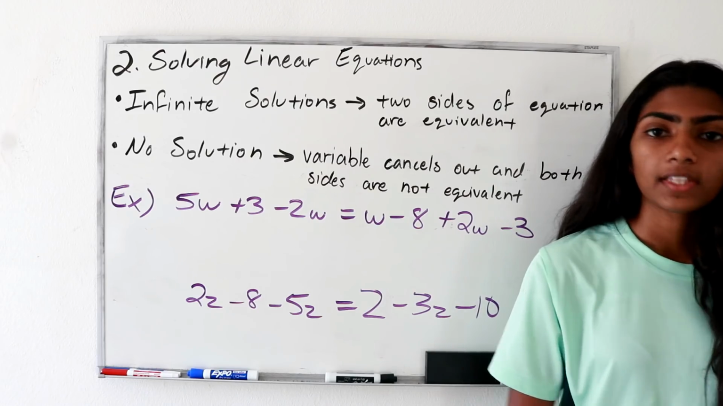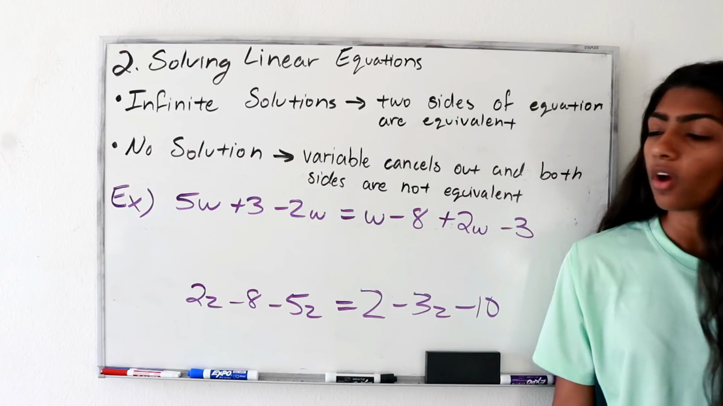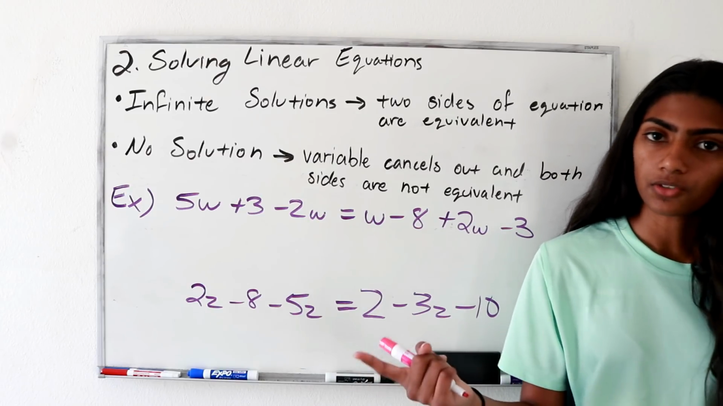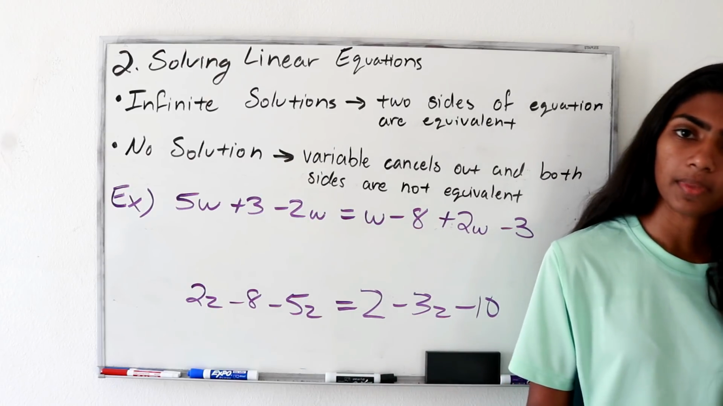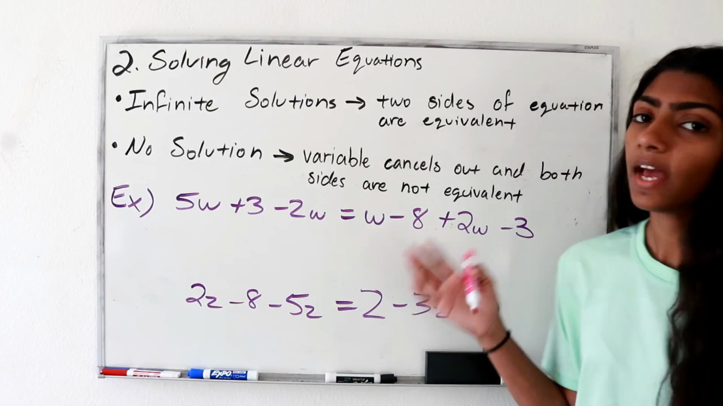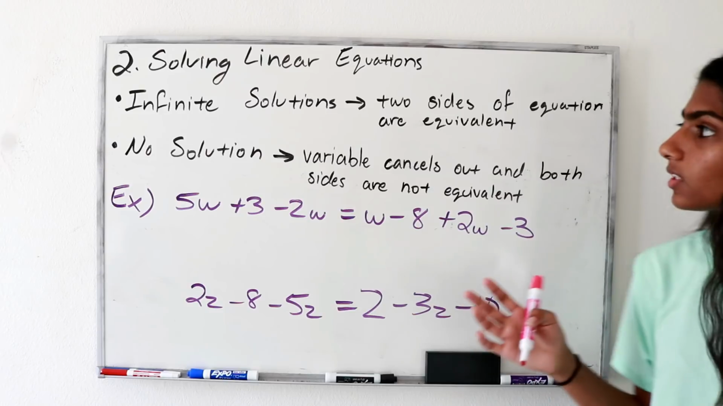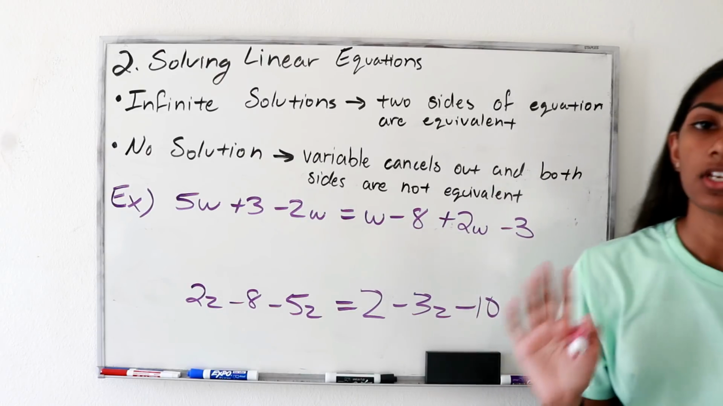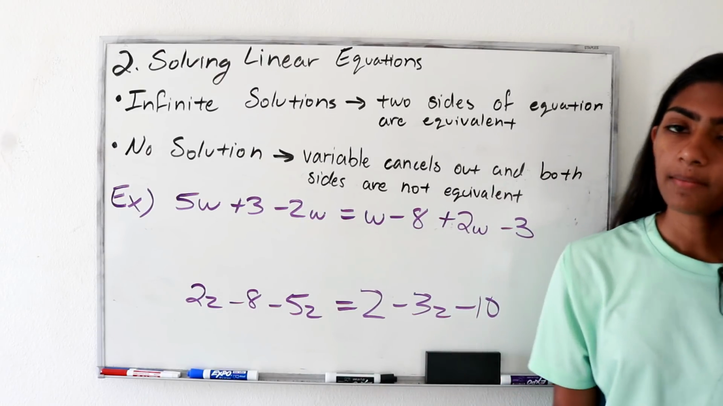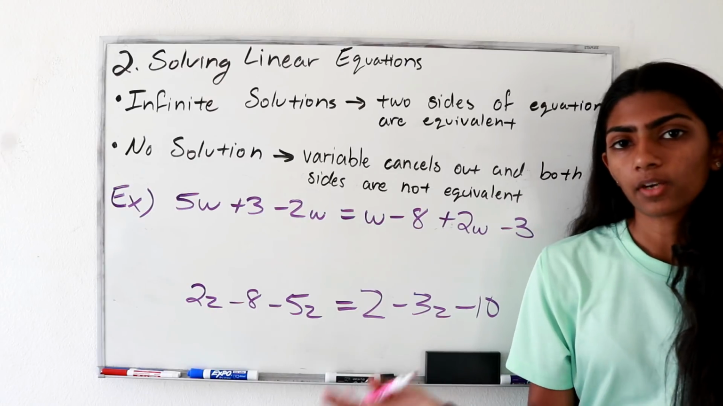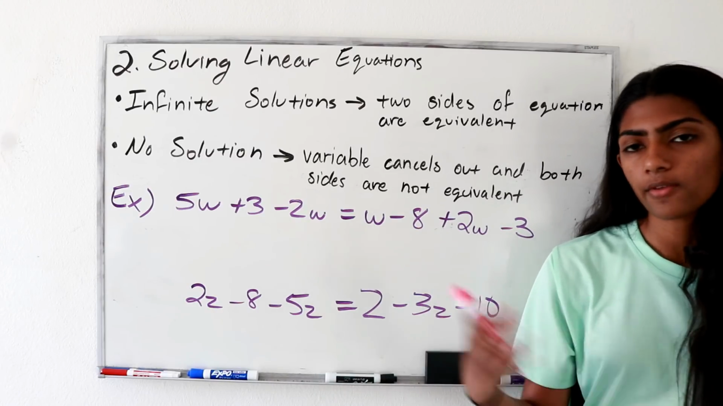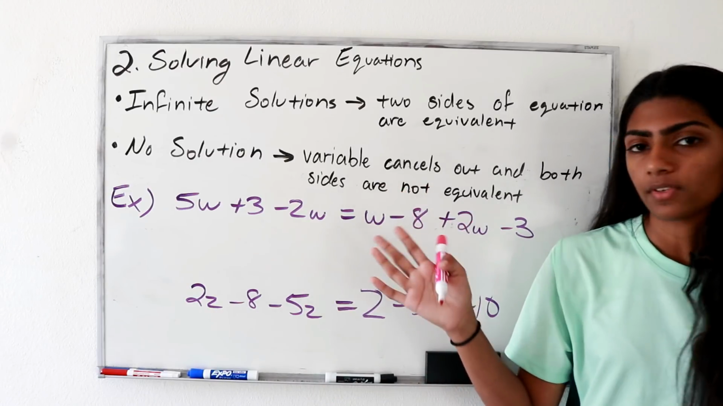So when we were solving the equations before, we always had a solution, and there's always one solution. x equals something or r equals something. But what can also happen is that you can have infinite solutions or no solutions. When you have infinite solutions, that is basically when two sides of the equation are equivalent. And that means that any single number can work for the variable. 1, 2, 3, all the way up till infinity. So we have infinite solutions.